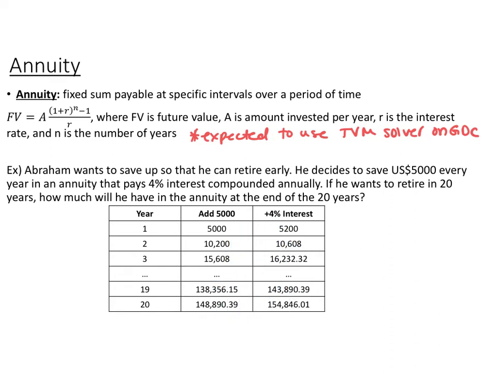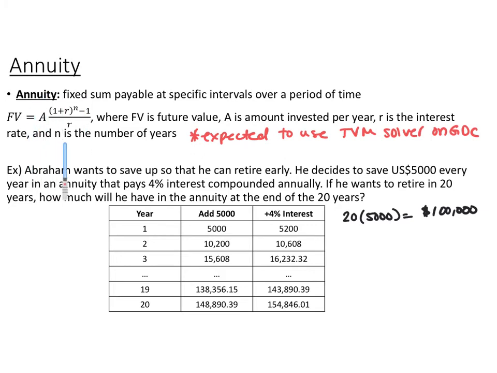So at the end of the 20 years, he ends up with $154,846.01. As opposed to if he just put away $5,000 every year into something that wasn't earning any interest at all, he would only have $100,000. So basically he's earned almost $55,000 just in interest.